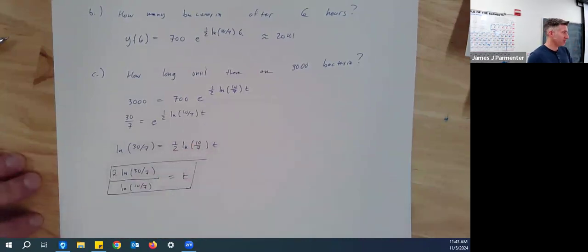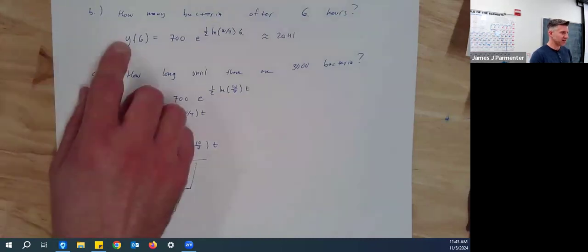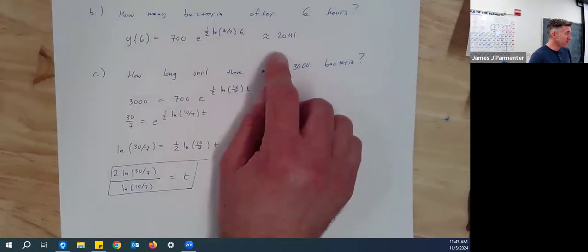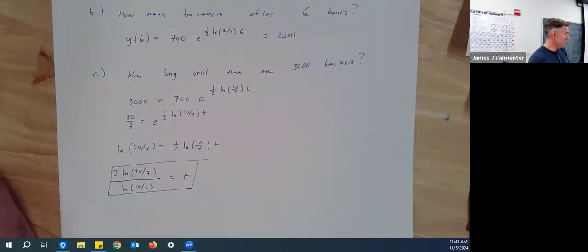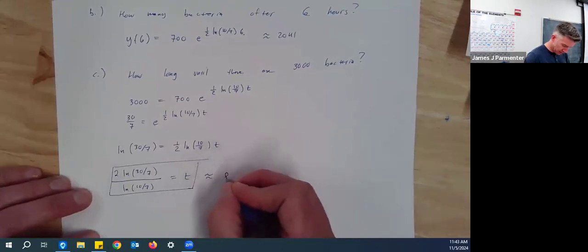And that's going to be your answer. And then you could pull out a calculator and get a decimal approximation. Not the worst thing in the world. Let's see what we get. 2 times the natural log of 30 divided by 7, divided by the natural log of 10 divided by 7. So before I put enter here, let's think about what our answer should be. I know it took 6 hours to get to 2,041, so it should definitely be more than 6 hours. Oh, good. That seems about right. Approximately 8.16 hours.